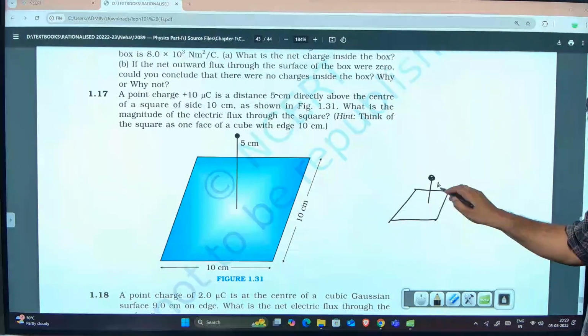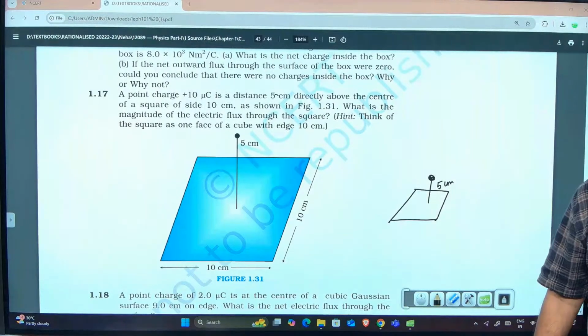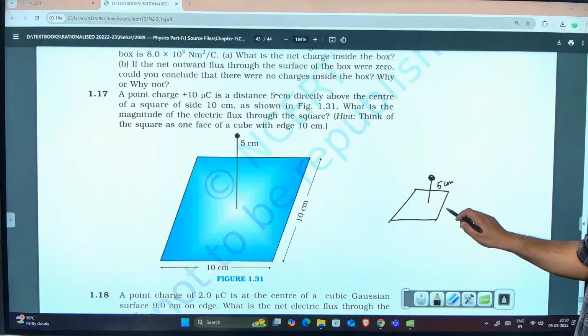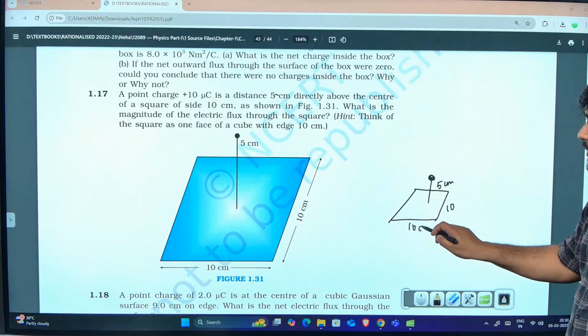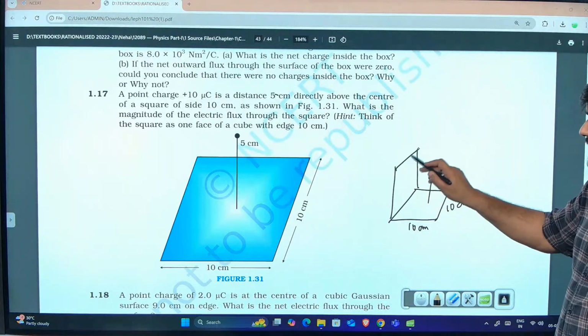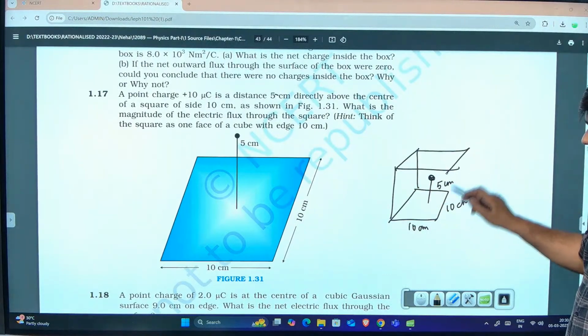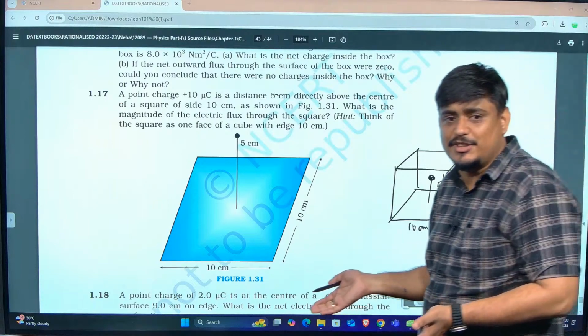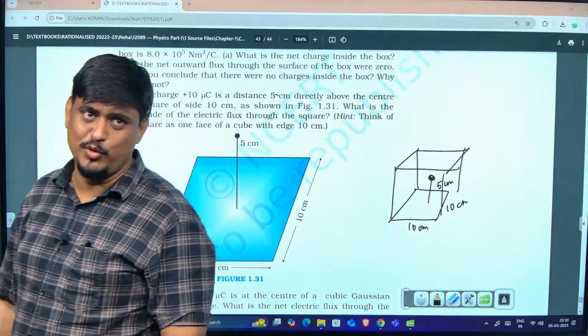5 centimeter above the square, am I right? If I am taking, this is given as 10 centimeter. So, if I am taking a 10 centimeter cube, that is drawing 10 centimeter, 10 centimeter, 10 centimeter, 10 centimeter, 10, 10, 10, 10. Yes, this will become like charge placed in the center of the cube, and charge placed at the center of the cube, you are going to have each face as how much? 1 by 6 times of q by epsilon naught, isn't it?